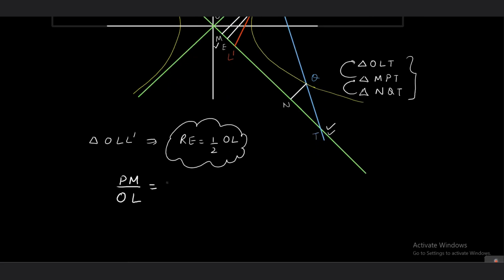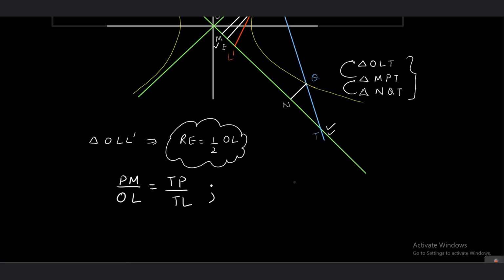So I'm going to write it as TP upon TL. So PM upon OL. See, I told you that I just want to find out a relation, if it is possible, between PM and OL, and similarly NQ and OL. अगर ये relation आ गया तो हम तीनों relations, that means PM, QN and RE को compare कर पाएंगे, right? So अभी हमने ये relation लिखा.